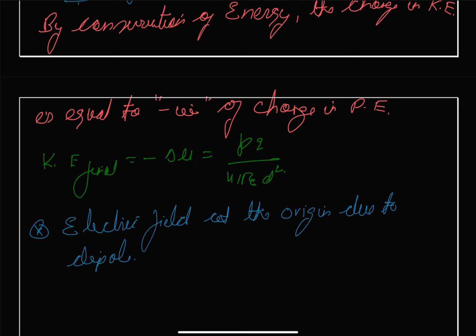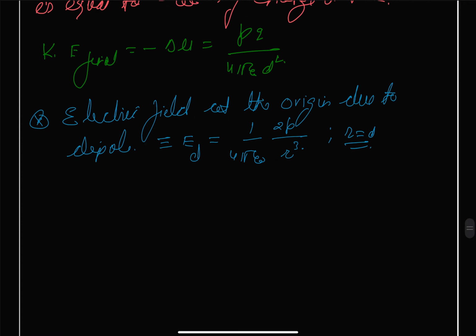And that electric field, let us suppose, is given as ED. D stands for dipole, and that will be equal to 1 upon 4 pi epsilon naught, and this is 2 times P divided by R cube, and here R will be equal to our D. Therefore, we can say that our electric field due to dipole will be equal to 1 upon 4 pi epsilon naught 2p divided by d cube.